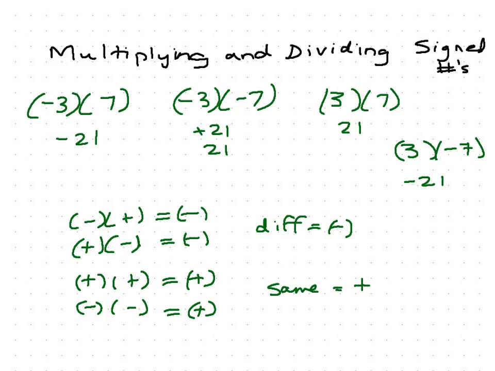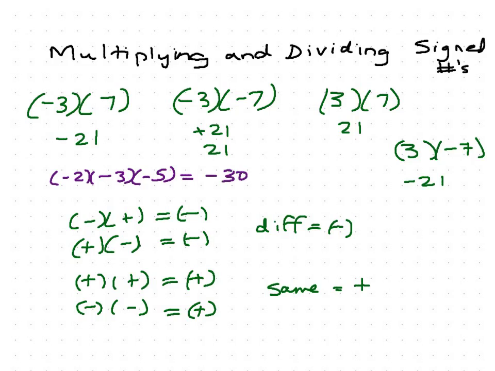Consider this. If you have more than two numbers, I'm going to sneak a different one in here. I'll do it in a different color. Say we had negative 2 times negative 3 times negative 5. Let's follow the rules and steps. A negative 2 times a negative 3 would be a positive 6. And a positive 6 times a negative 5 would be a negative 30.